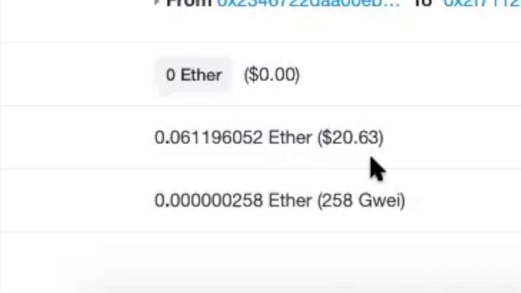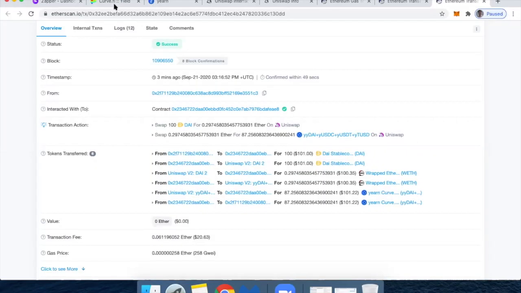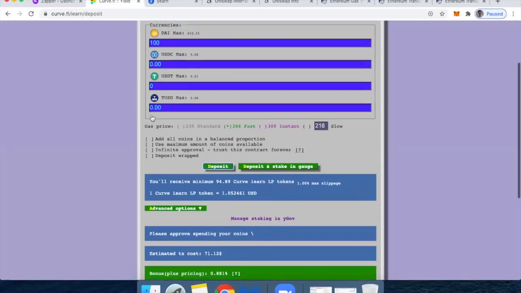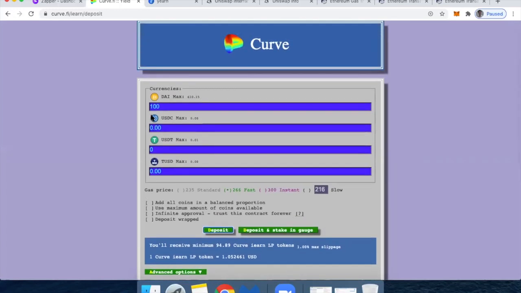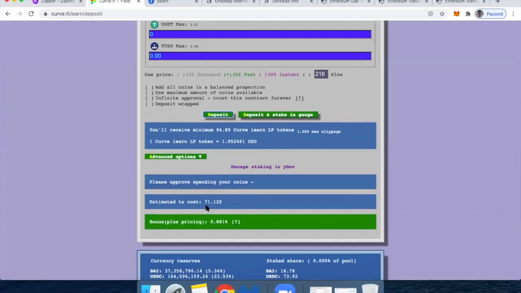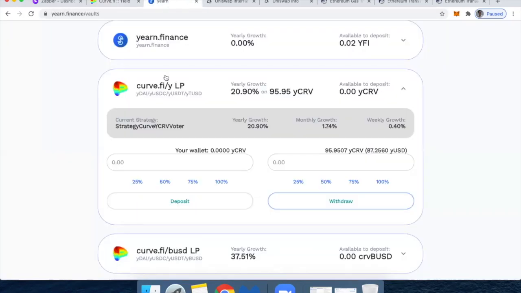So I spent about $23, even though if I had gone the route of Curve and deposited the old-fashioned way, the way we used to do it just a few months back, it would have cost me $71 just to get into the Y pool. That's before I've even deposited into Yearn, the yVault. And that would have probably cost me, I think conservatively, another approval transaction plus depositing. I mean, it's got to be at least $20 of Ether.